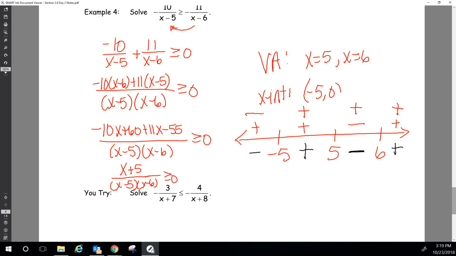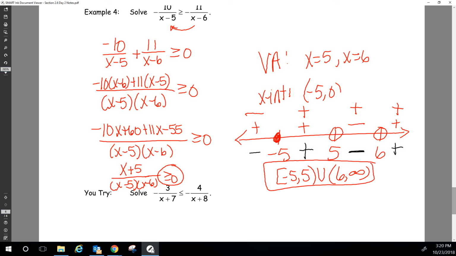All right, so we have our intervals. Our asymptotes are 5 and 6 with an x-intercept at negative 5. We want to know when is this guy greater than or equal to 0. So I'm positive between negative 5 and 5. I can't include 5 because there's a vertical asymptote there. And then I'm positive from 6 to infinity. And again, I can't include 6 because there's a vertical asymptote at that one as well.